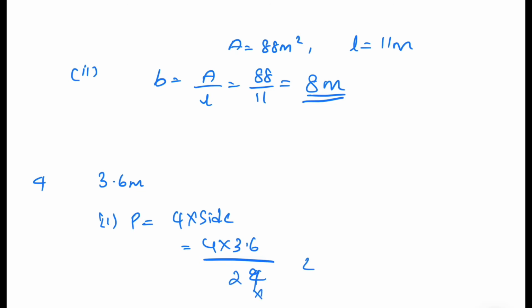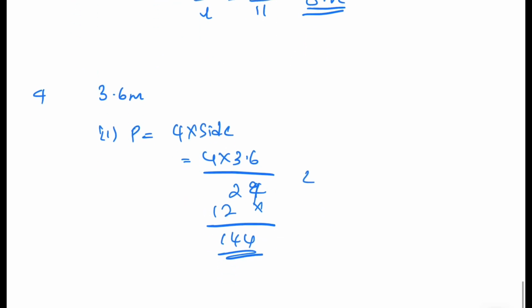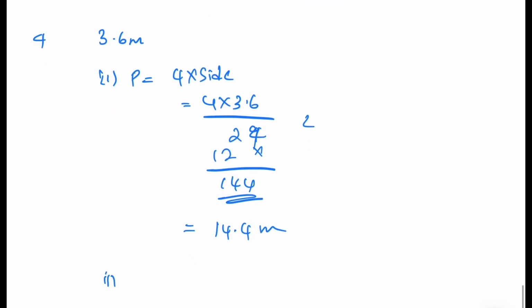24 into 3 4s are 12. So you will get 144 will be our answer here. So that is equal to 14.4 meters.